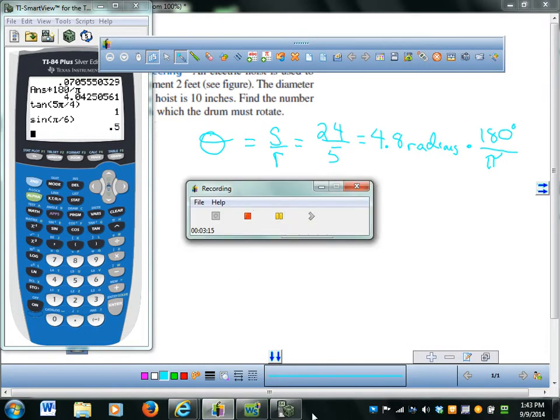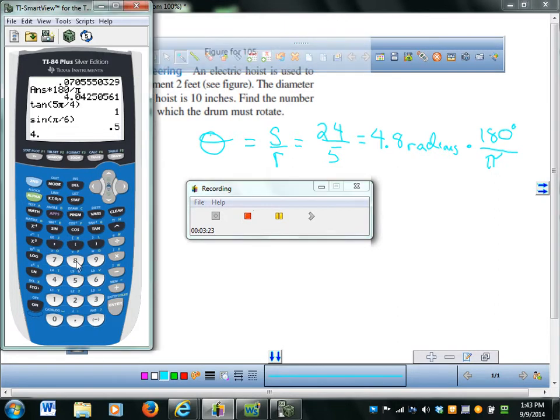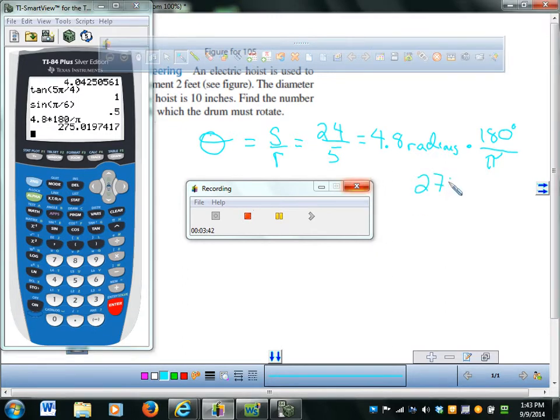So when I multiply, I'm going to take my calculator and multiply 4.8 times 180, and I'm going to divide that by pi, and I get that the answer is 275.02 degrees approximately. Okay, so that's number 105. Let's go to the next problem.